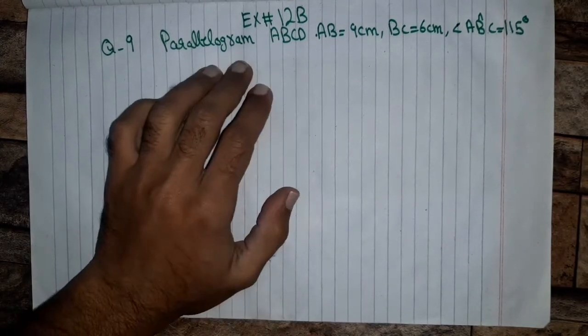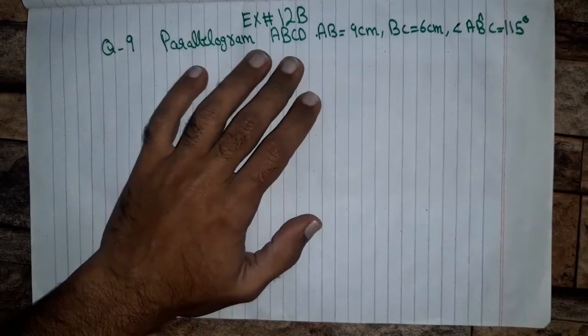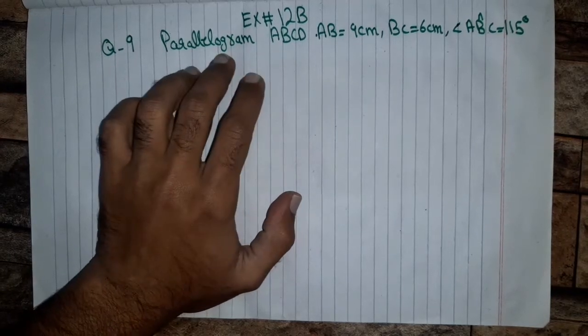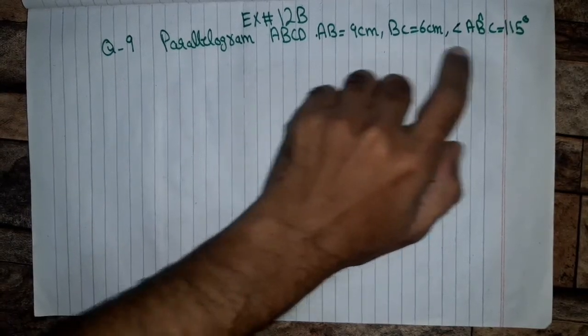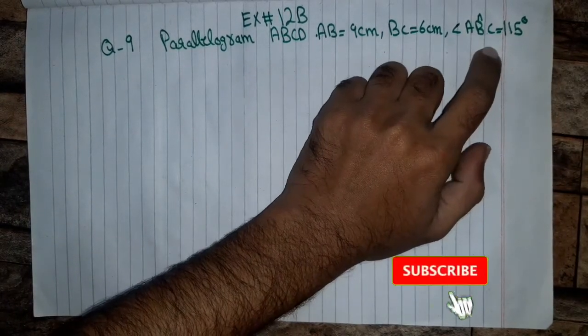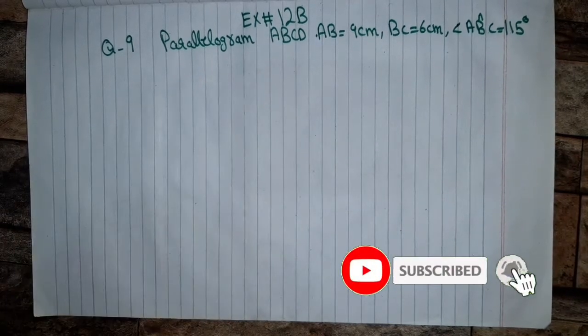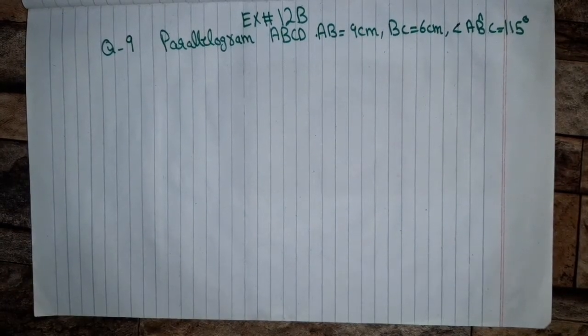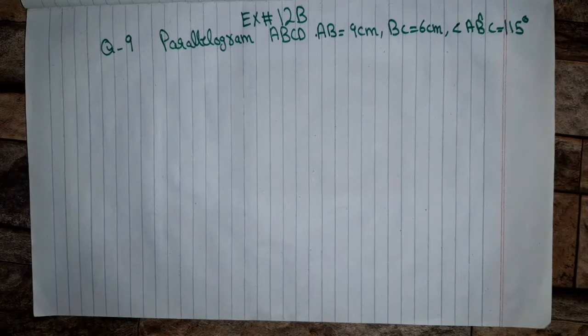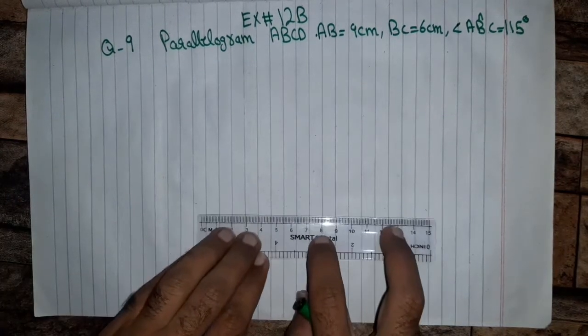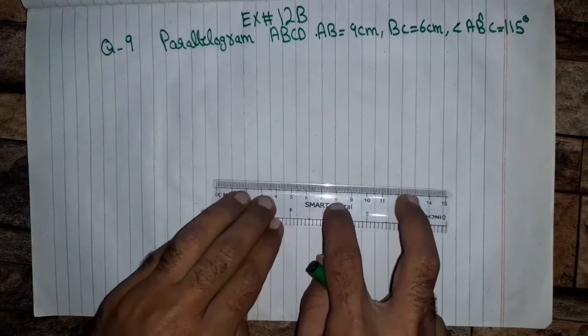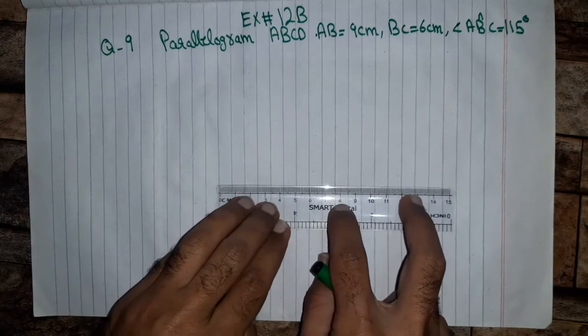So we have to construct a parallelogram ABCD. Two sides are given and one angle is given. First of all, we will draw length AB, which is equal to 9 centimeter.